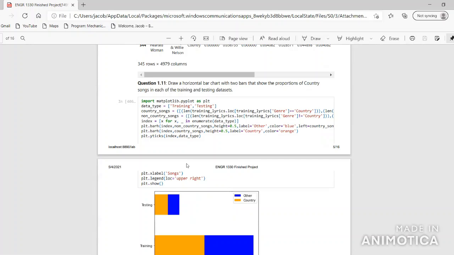Import the matplotlib so we can plot everything, and then this would fit with the decomposition. So we were taking the data from the genres of the training sets and trying to figure out what the proportion was for the training sets of country and hip hop or country and other, and how it would be compared to the testing set.